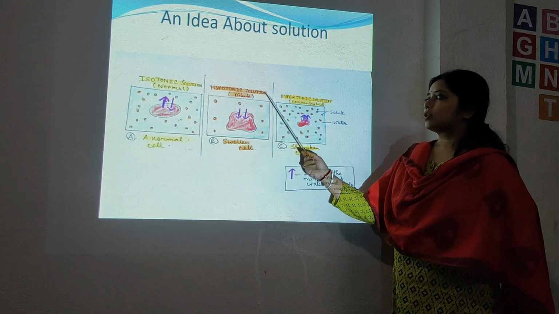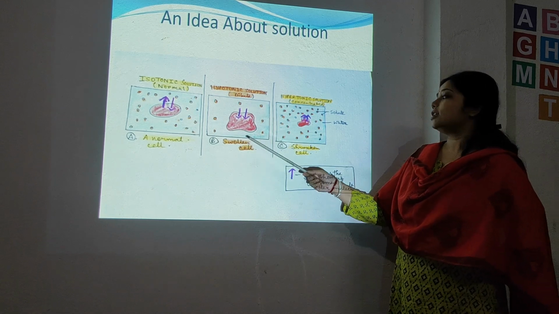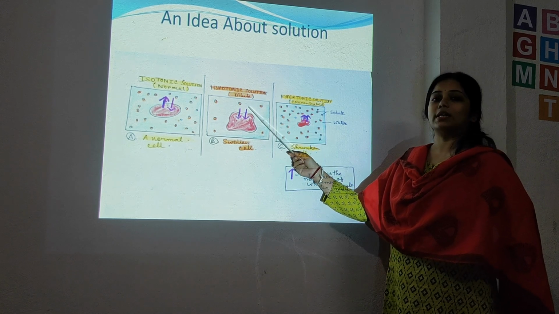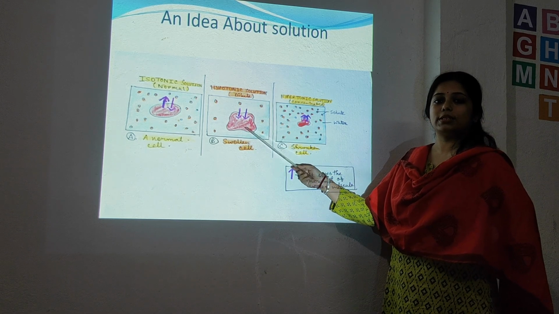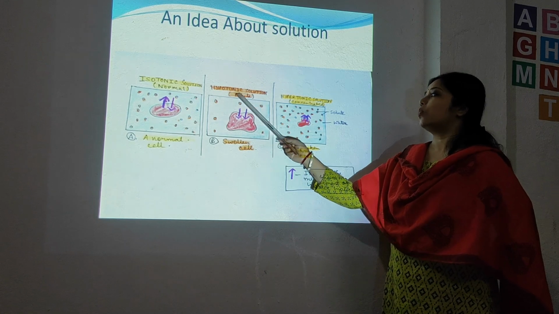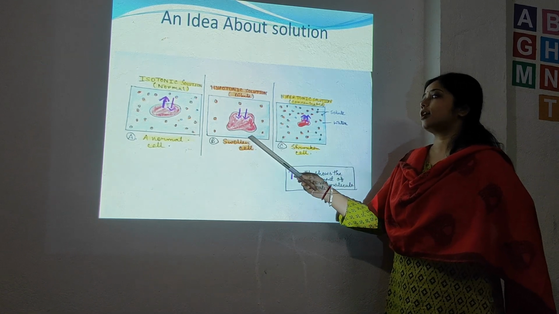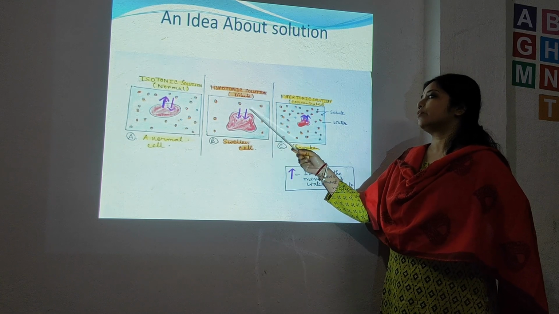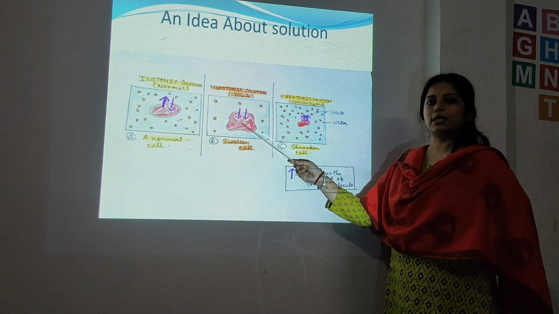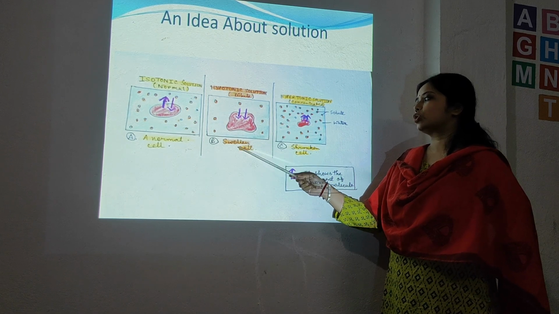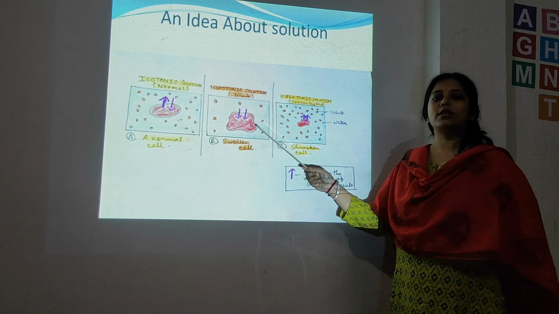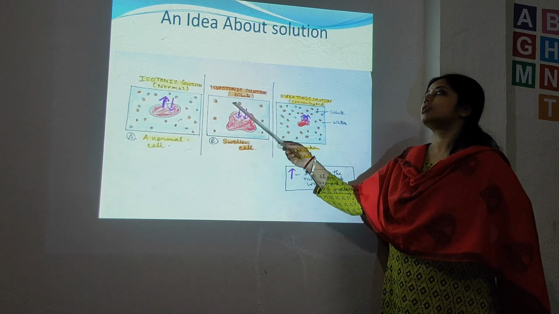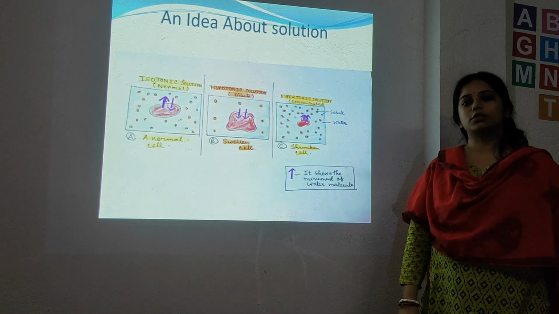Now what happens if we keep a cell in a solution where the solute concentration is lesser than the solute concentration of the cell sap? Then, as the water molecules are more in the solution, the water molecules enter from the solution into the cell and the cell swells up, and this phenomenon is called endo-osmosis. This type of solution is called the hypotonic solution.